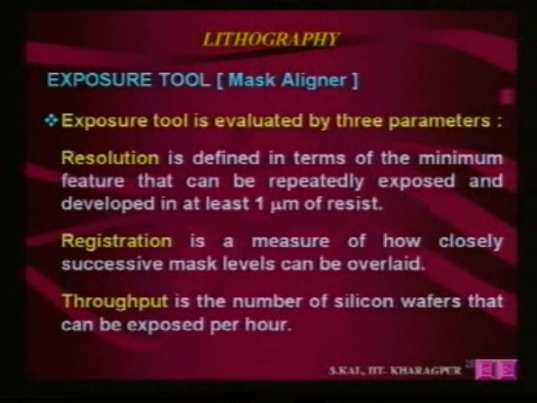The next parameter is registration. Registration is a measure of how closely successive mask levels can be overlaid. And the third parameter is the throughput. Throughput is the number of silicon wafers that can be exposed per hour. Resolution, registration and throughput are different for different lithography tools, that means contact mask aligners, proximity mask aligners, and projection mask aligners. So these three parameters basically evaluate an exposure tool.